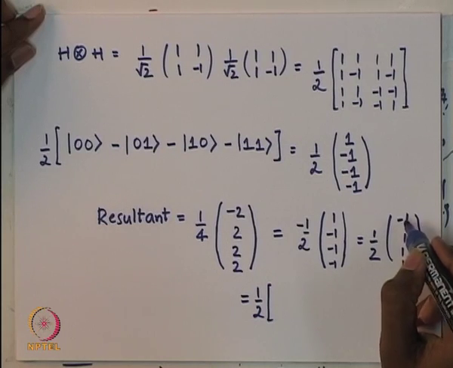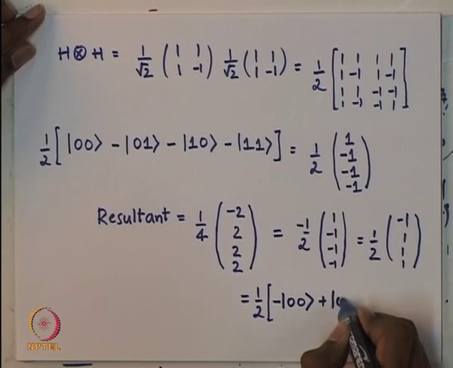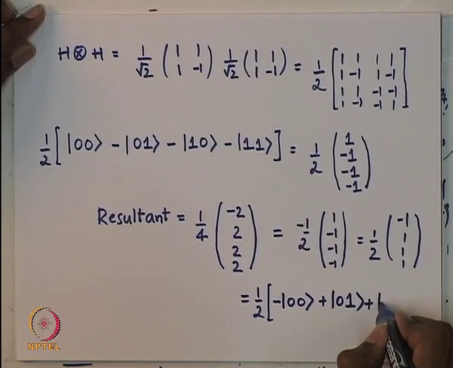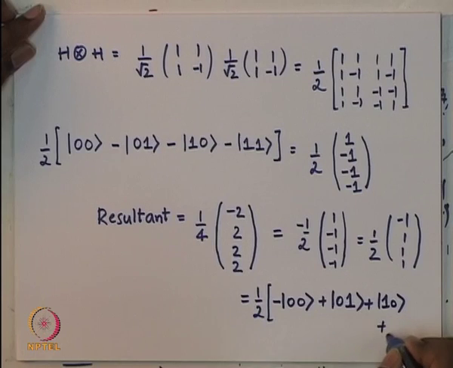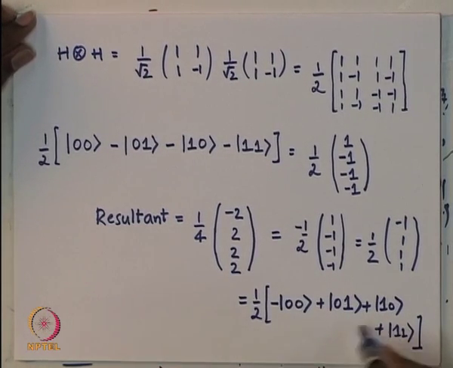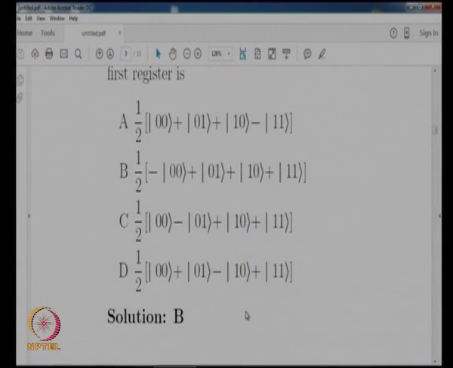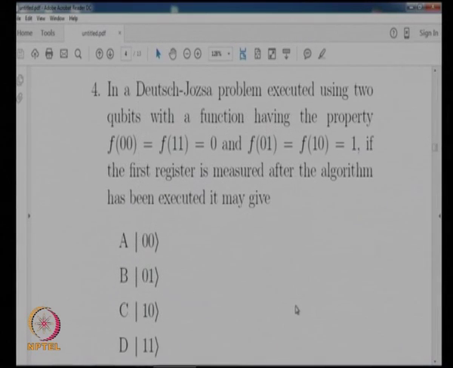The first term corresponds to 0 0, and we can write the other terms now. So the correct option is, now look at the options, the correct option is B. Now we look at question 4.